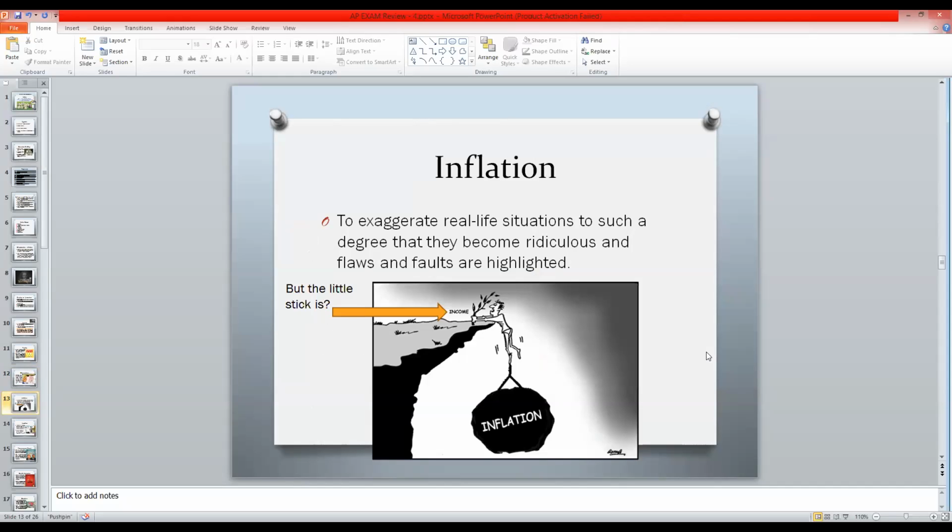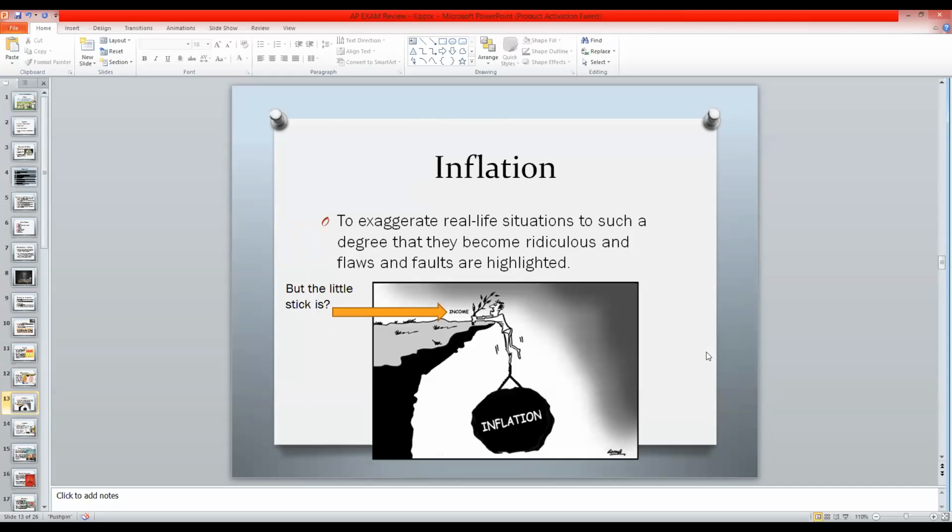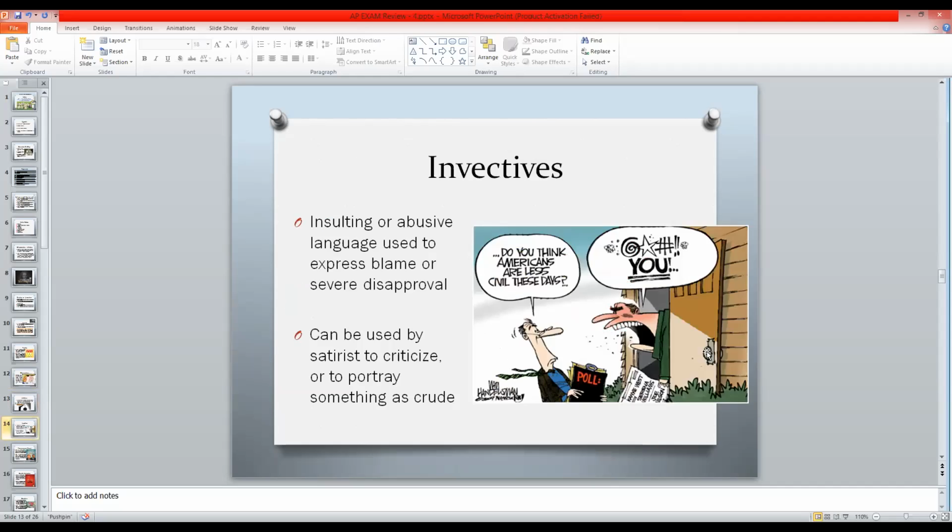And a little stick, kind of going back to the slide earlier, is diminution then. It's just like looking at our income and thinking, oh man, our income really is a small little stick that we're holding on to before falling to our ultimate doom here.